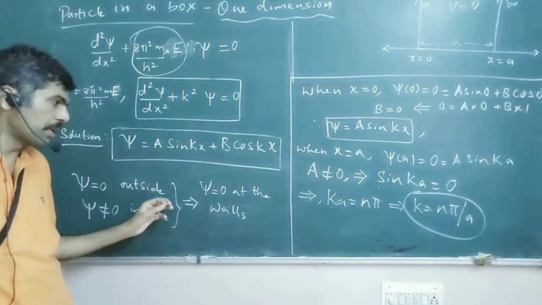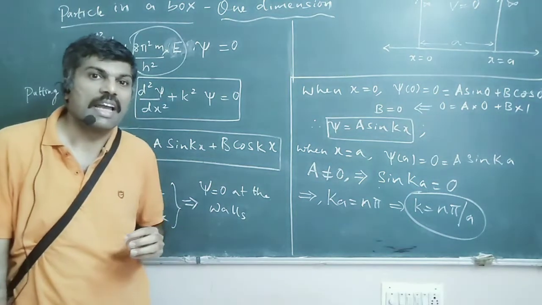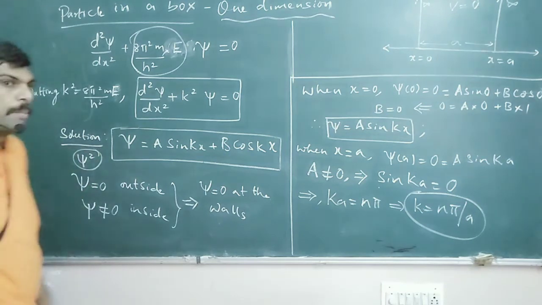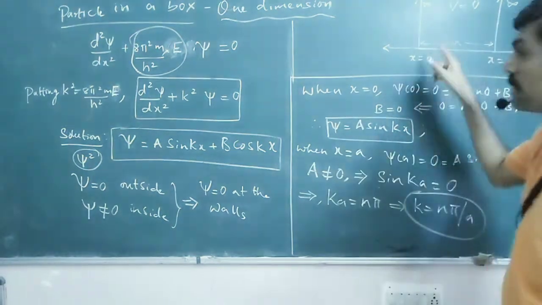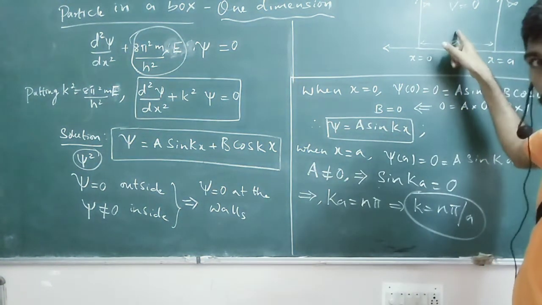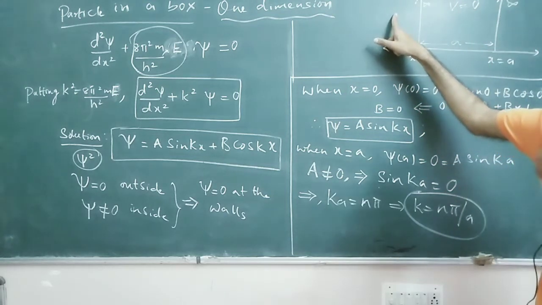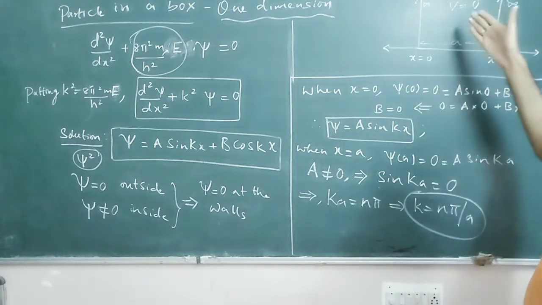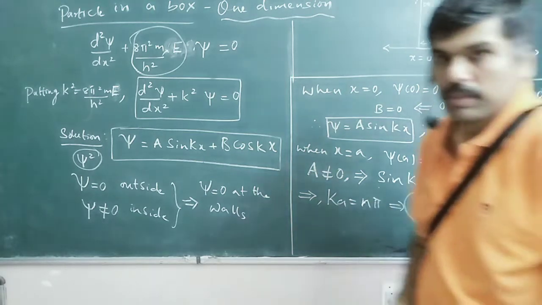This is a very important point that we need to understand, that the probability of finding a particle anywhere can be given by square of psi. Modulus of psi square gives the probability. Since the particle has to be somewhere within the box, it is quite obvious that psi is non-zero within the box. Since it cannot be found outside the box, psi has to be 0 outside the box, and because psi is a continuous function, when psi is non-zero here, 0 here, it has to be 0 at the walls.